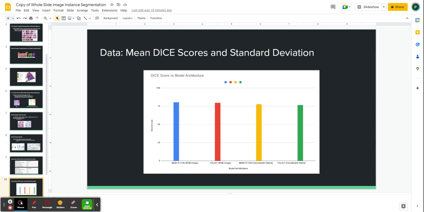When we look at this graph, we can see that the dice scores are pretty close, but MaskRCNN with the RGB image does have the highest dice score. There are error bars on this graph. They're just really hard to see because the standard deviation is really low, which means that the models produce consistent results for each image.